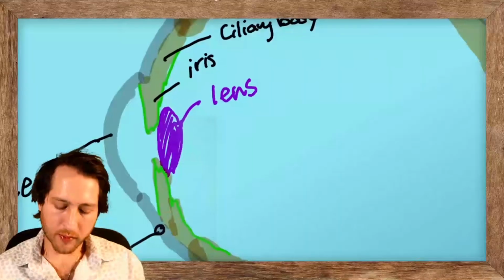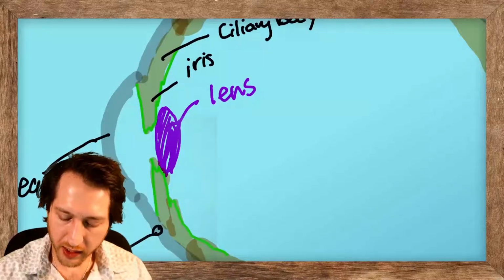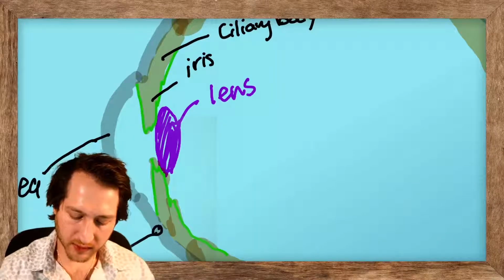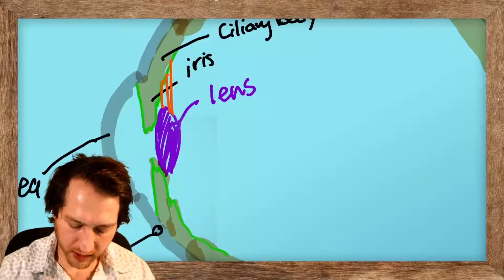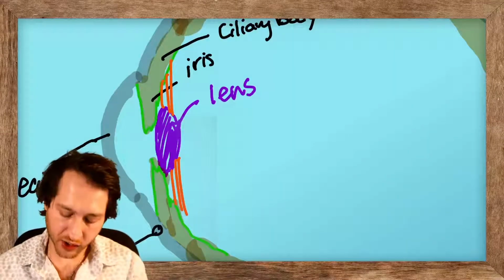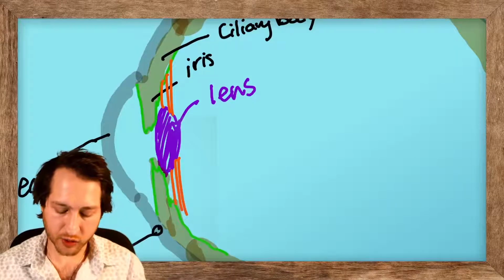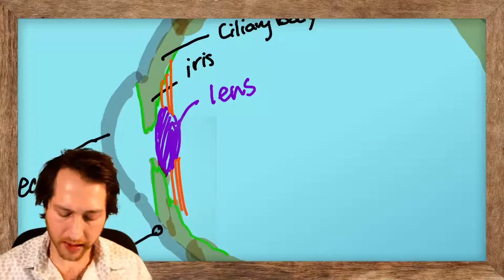Now, remember those suspensory ligaments, or those zonule fibers? We can go ahead and draw those in. Those are going to be connected to the ciliary body, connected to the lens. And remember, we'll talk about this with accommodation, depending on whether these zonule fibers are relaxed or contracted, it's going to change the shape of that lens.